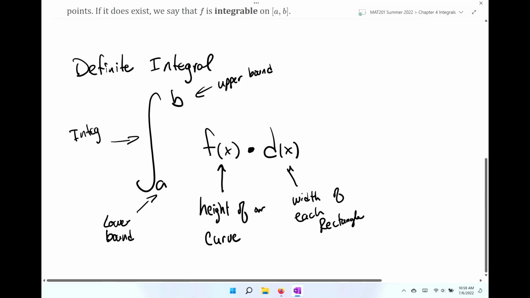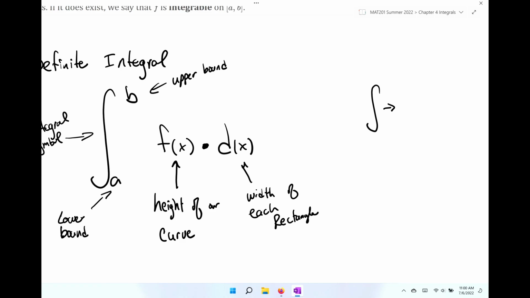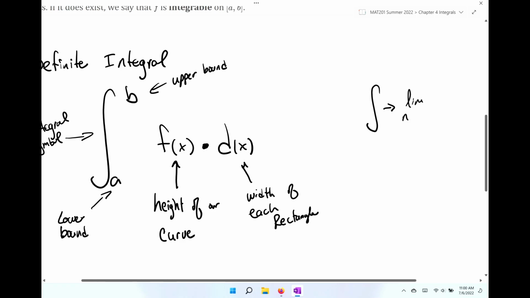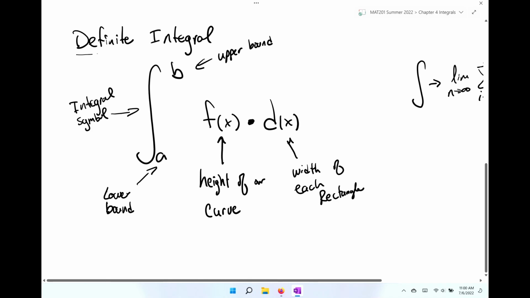And off to the right, you're not going to see this in a math book, but the way to think about what this integral symbol is, it's the limit as n goes to infinity of the summation from i equals 1 to n of f of xi star times delta x. In other words, it is all the rectangles that you're adding up, and you're finding the areas of each rectangle. So that is what a definite integral tells us.